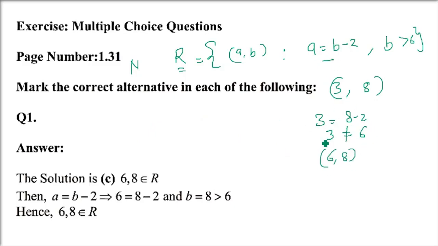Take one more option, 6, 8. A we are going to put as 6 and B we are going to put as 8. So 6 equals 8 minus 2. 6 is equal to 6. So that means C is the correct one.